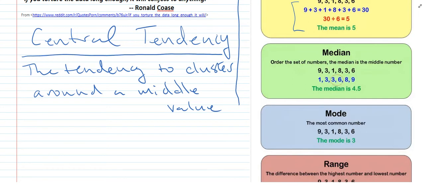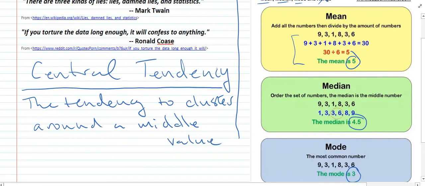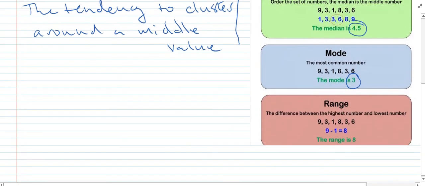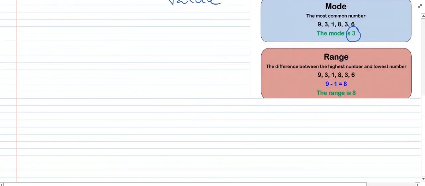So in this one, our central value is 5. Our central value is 4.5. And our central value is 3. Why are they so different? And does that matter? Well, yeah, because data or statistics can be very misleading. So let's take a look at an example that I just came up with before I did this lecture.